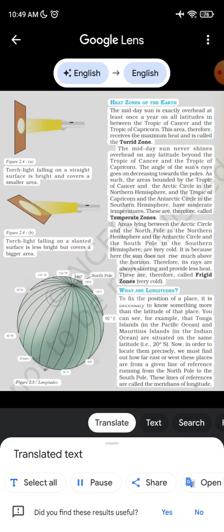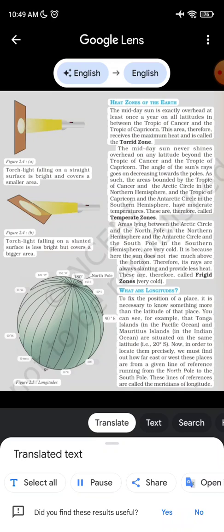To fix the position of a place, it is necessary to know something more than the latitude of that place. You can see, for example, that Tonga Islands, in the Pacific Ocean, and Mauritius Islands, in the Indian Ocean, are situated on the same latitude, i.e. 20 degrees south. Now, in order to locate them precisely, we must find out how far east or west these places are from a given line of reference running from the North Pole to the South Pole.